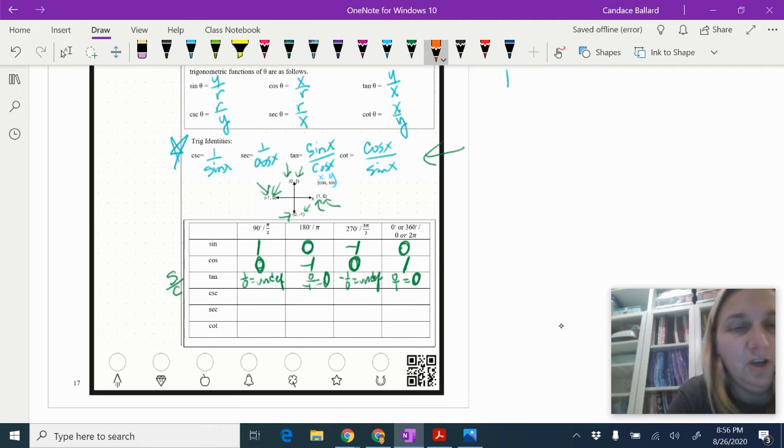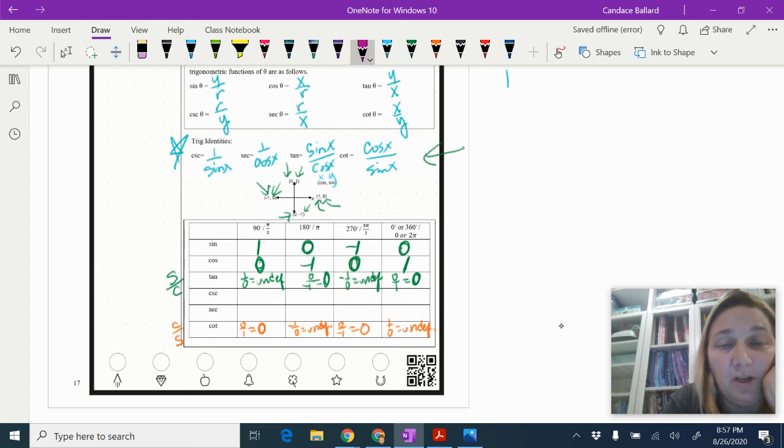Okay, so the cotangent would be the cosine divided by the sine, or the reciprocal of tangent. I could just flip all of those, but I'm going to go with cosine divided by sine. So I've got 0 divided by 1, which would be 0. And then I've got negative 1 divided by 0, which can't divide by 0, is undefined. Notice it's kind of the opposite of what's going on with tangent. And then on this one, I've got 0 divided by negative 1, which would be 0. And then on this one, I've got 1 divided by 0, which is undefined.